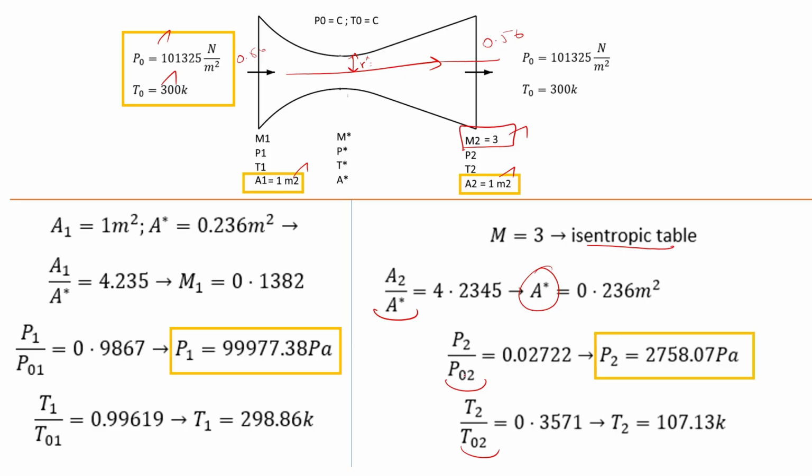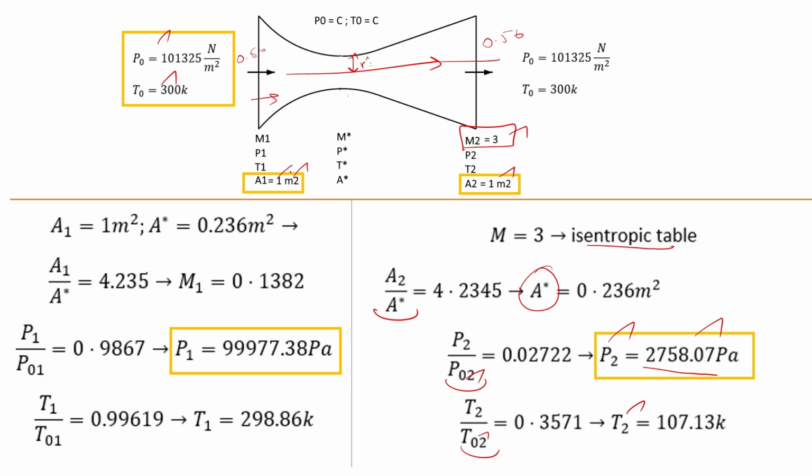Then from the P by P0 and T by T0 ratios, as we already assumed the P0, T0 values, from that I can find the static pressure and temperature at the exit. So static pressure at the exit for Mach number 3 is 2758.07. This one we will enter in the pressure outlet case. Once we finish the outlet conditions, we will go for the inlet conditions.